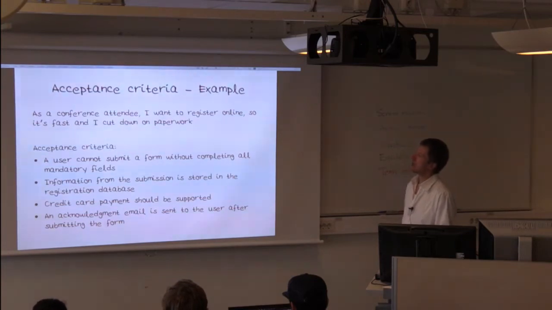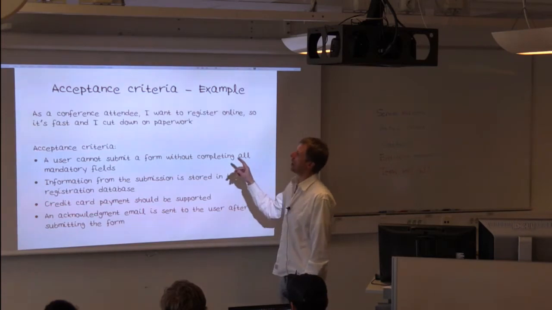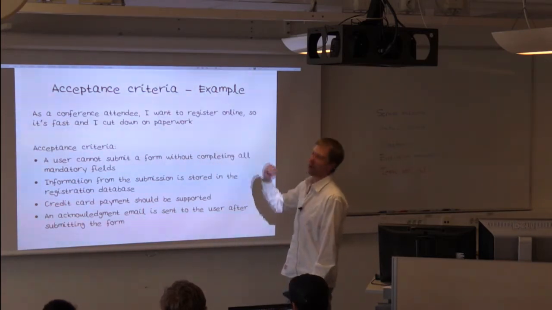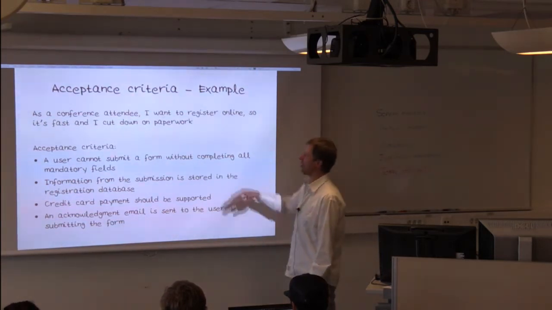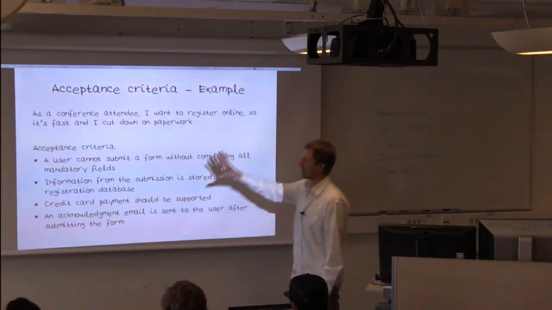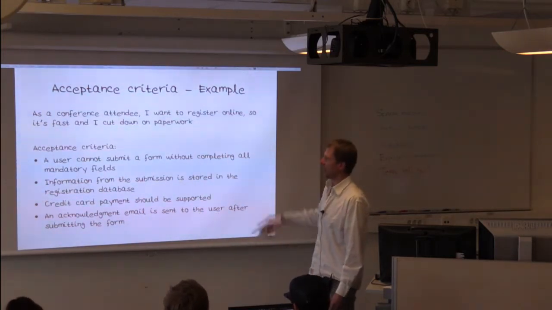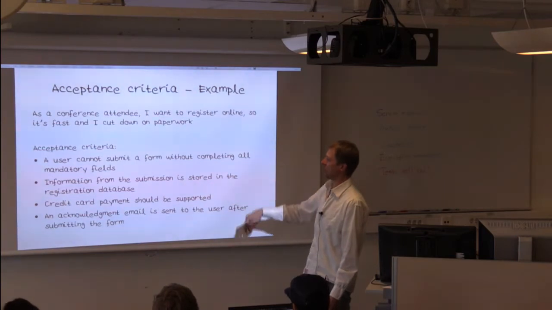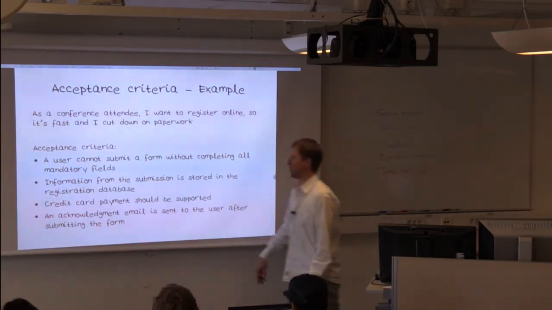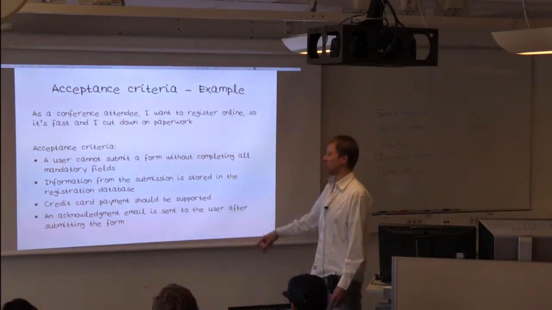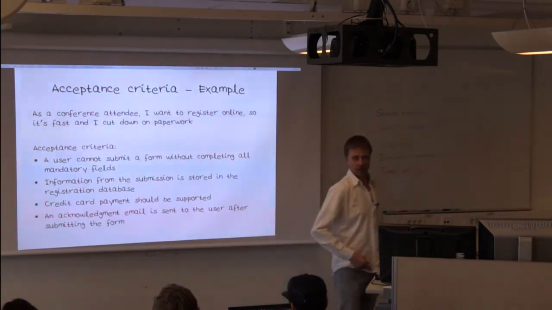As a conference attendee, I want to register online so it's fast and I cut down on paperwork. Fine. Acceptance criteria for this. The user cannot submit the form without completing mandatory fields. So this comes out of conversation with the product owner, or the product owner has put this in already. Needs to be stored and persistent in a registration database. Credit card payments should be supported, and some emails should be sent out afterwards.